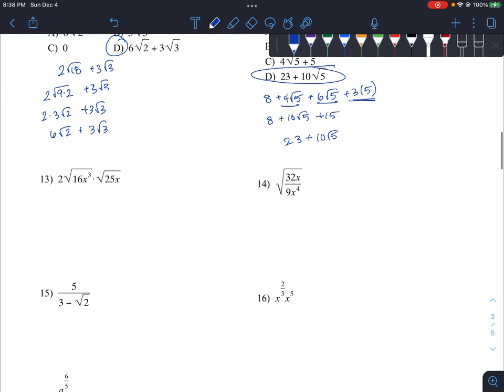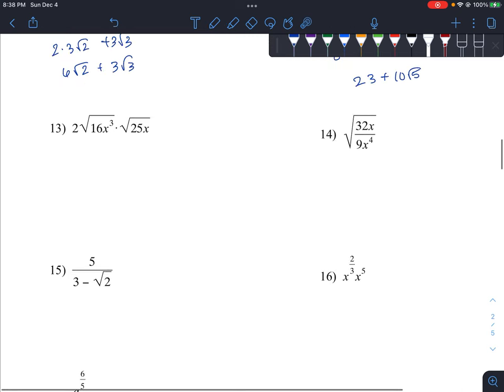Alright, moving along to number 13. Some multiplication. So what I'm going to do here, since I can already see that obviously the square root of 16 is 4, square root of 25 is 5, so that's going to be 2 times 4 square root of x cubed times 5 square root of x. Now anything that is outside of those radicals I'm just going to multiply together, so 5 times 4, that's going to be 20. 20 times 2 is going to be 40, so I have 40.